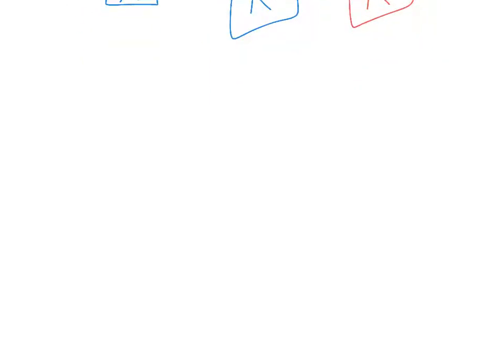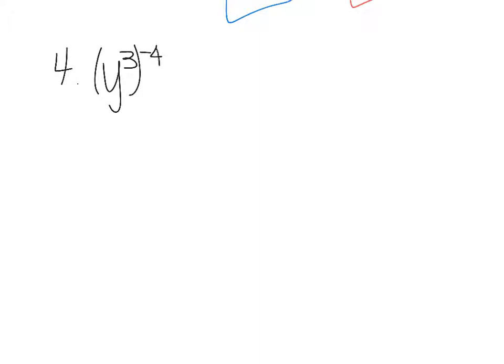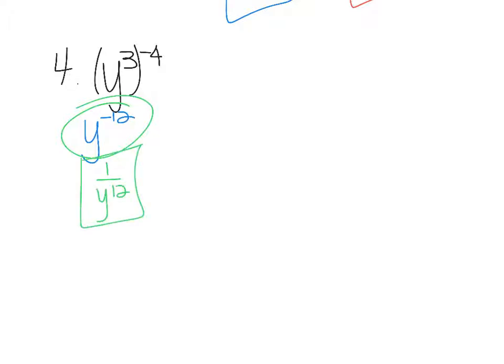Okay, let's move on. Number 4 says y cubed to the negative fourth. This is the rule from today, the power of a power. So we're supposed to multiply these exponents. We get y to the negative 12th. Okay, and think back to what we talked about the last 3 or 4 days. Cannot have that negative exponent. So what I need to do is kick that down to the denominator so it becomes 1 over y to the 12th.